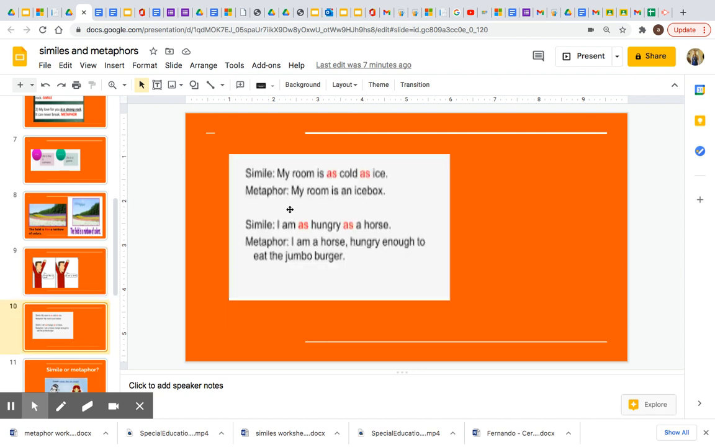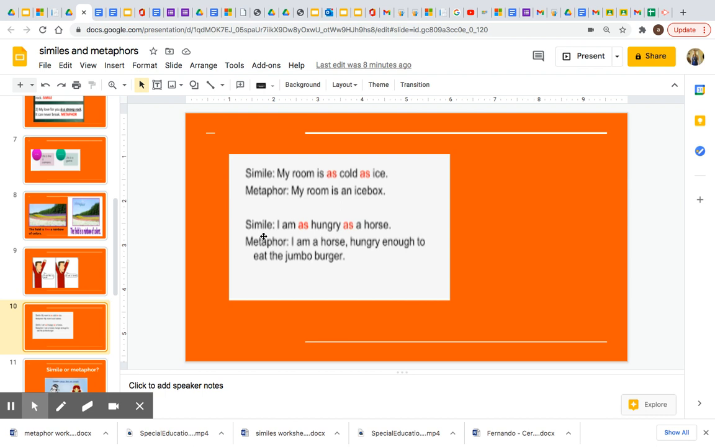Let's look at these two examples. A simile. My room is as cold as ice. My room is being compared to ice because it's very cold. But since I use the word as, it is a simile. On the bottom here, my room is an ice box. This is a metaphor because there is no as or like.